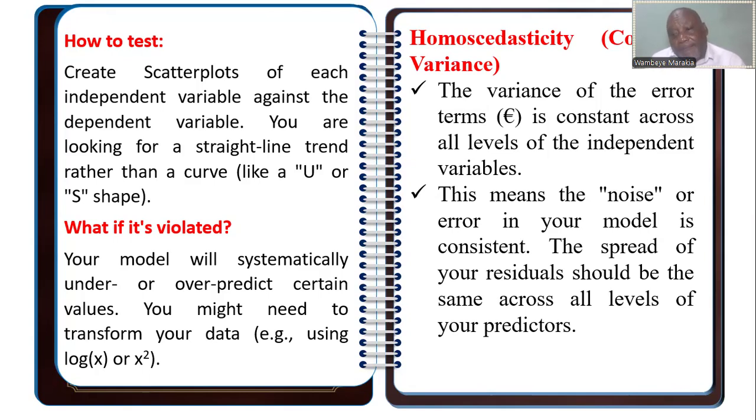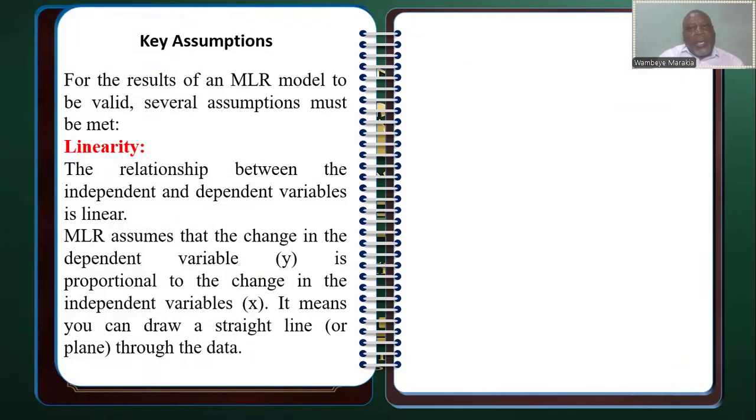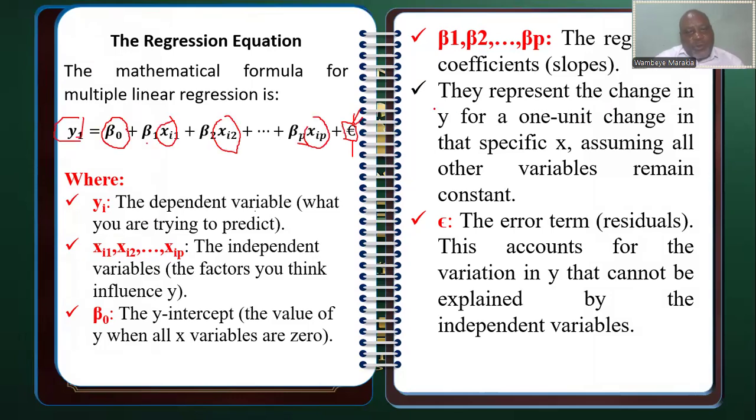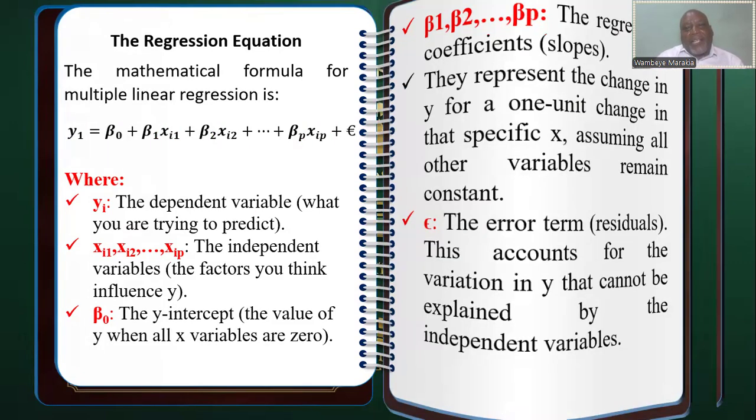Another assumption is the assumption of homoscedasticity. This one sometimes is called constant variance. The variance of the error term, we talked of in the previous part, when you are trying to come up with the equation. This is the error here, the last one there in the equation. This error, we are saying that it should be constant.